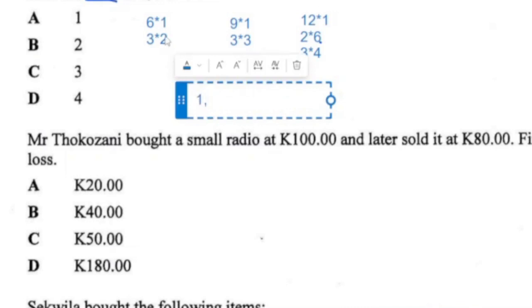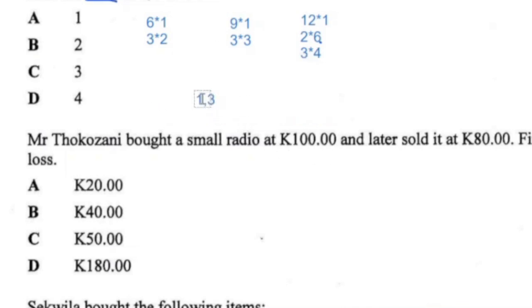Then we say, is 2 found in all the numbers? No, it's only found in 6 and 12. We come to 3. Is 3 found in all these numbers? Yes, you'll find there is 3 here, there is 3 here, and there is also 3 here. So 3 is also found in all the numbers. Okay, so is 4 found in all the numbers? No. Okay, so we have just found out that 1 and 3 are the 2 numbers that are found in all these groups of numbers.